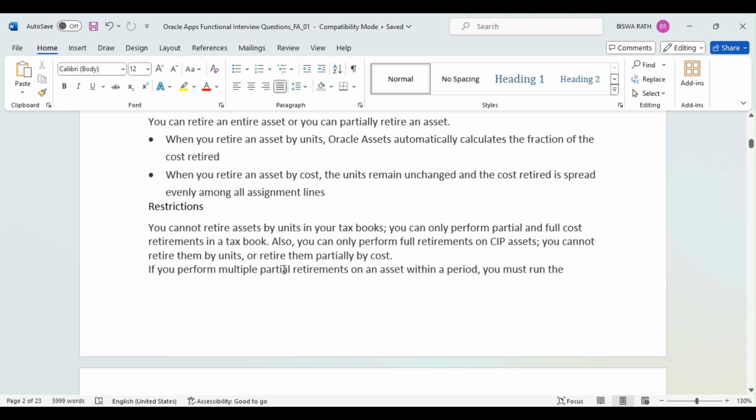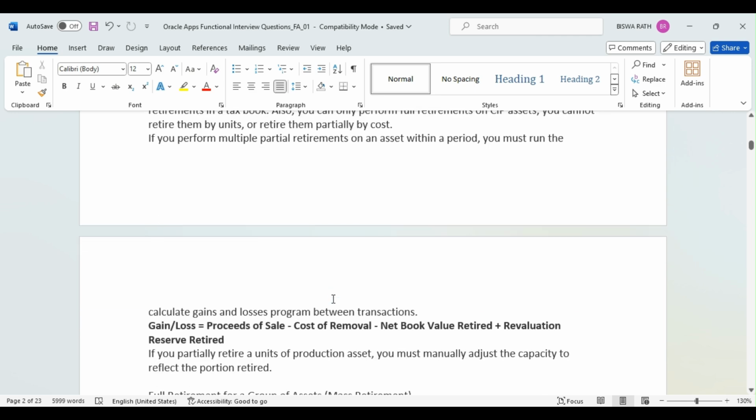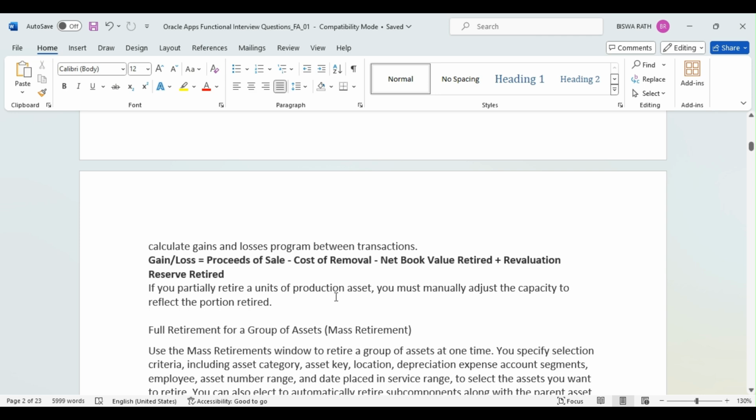Let us see what are the restrictions for that. You cannot retire an asset by units in your tax book. Remember, this is very, very important. You can only perform partial and full retirement by cost in a tax book. Okay. And also you can only perform full retirement on the CIP asset. You cannot retire them by units or retire them partially by cost. If you perform multiple partial retirements on an asset within a period, you must run the calculate gain or loss program between the transactions. Okay.